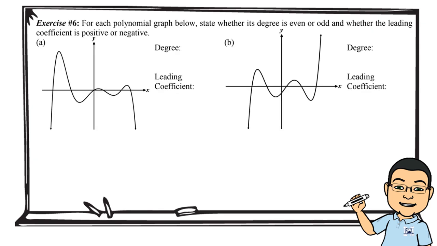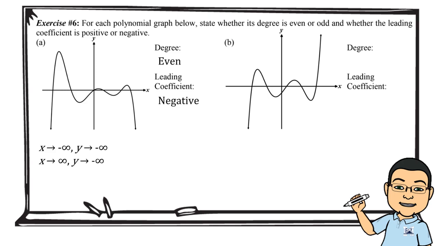What is the degree here in 6a? Well, we can tell it's going to be even because the end behavior matches. But the leading coefficient must be negative because it's pointing down. As x approaches negative infinity, y approaches negative infinity. And as x approaches infinity, y approaches negative infinity.